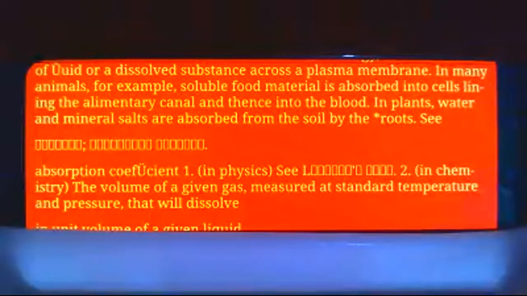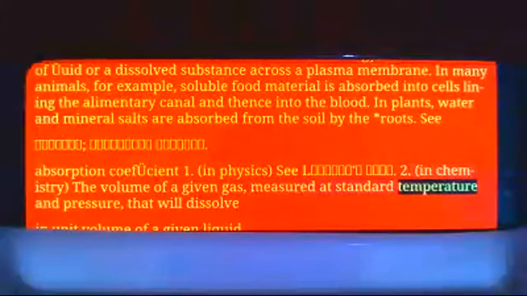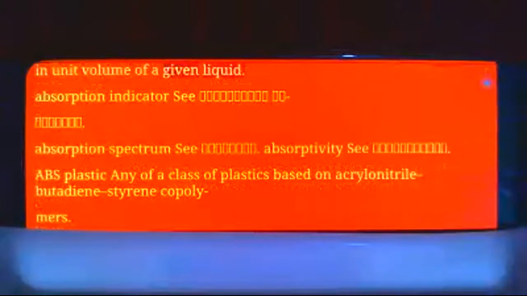See also absorption coefficient. 1. In physics, see also absorptance. 2. In chemistry, the volume of a given gas, measured at standard temperature and pressure, that will dissolve in unit volume of a given liquid. Absorption indicator. Absorption spectrum. Absorptivity. ABS plastic, any of a class of plastics based on acrylonitrile butadiene styrene copolymers.